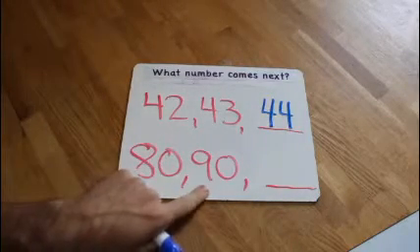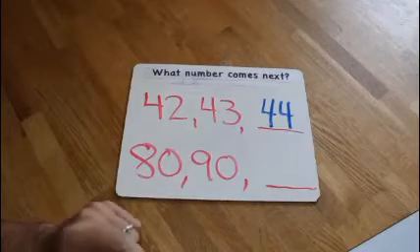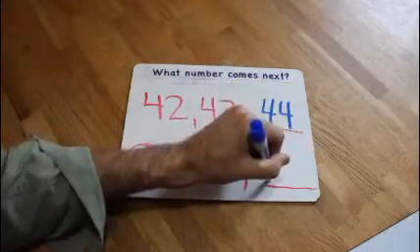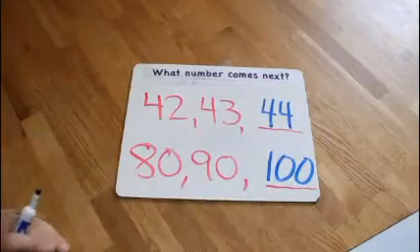80, 90, 100. How do we write a 100? A 1 for the 100s, a 0 for the tens, and a 0 for the ones. 100.